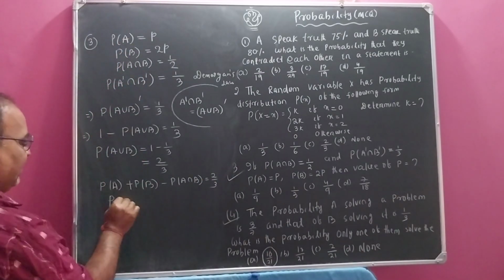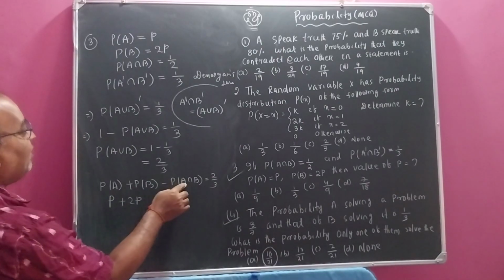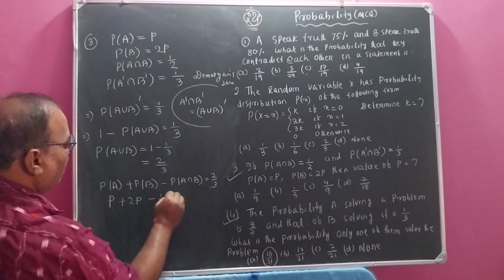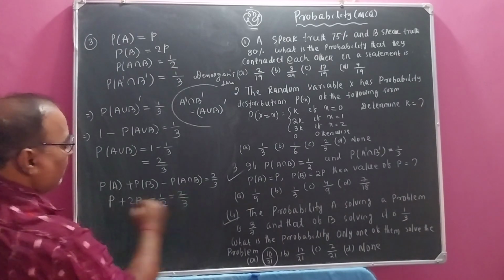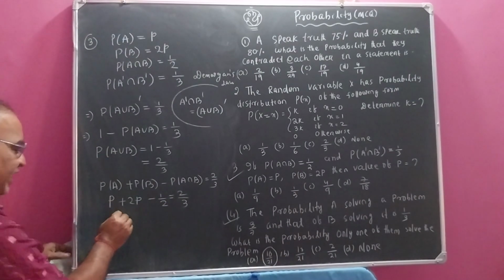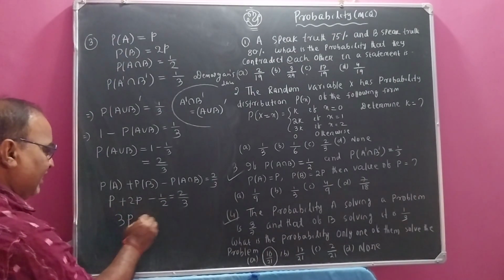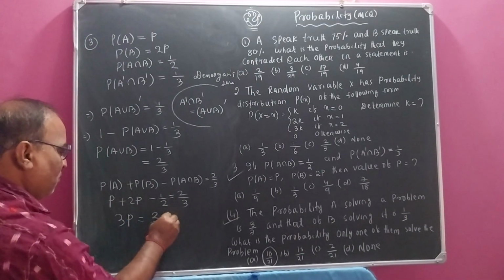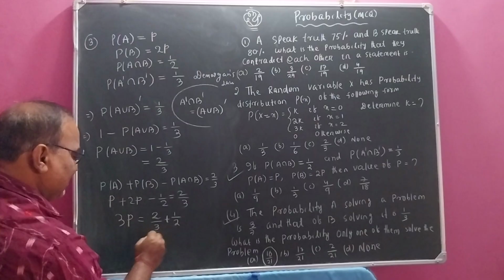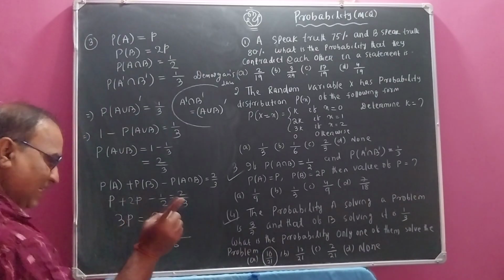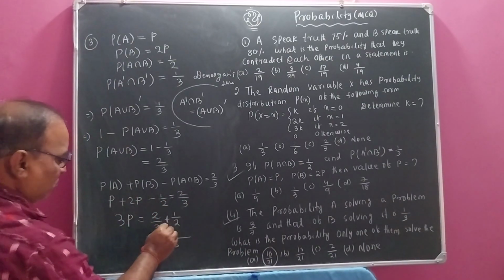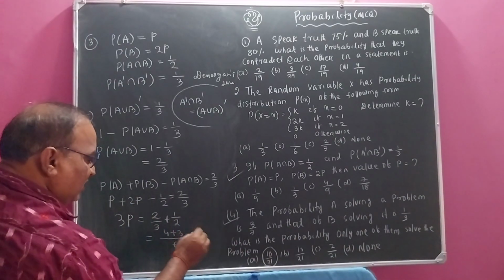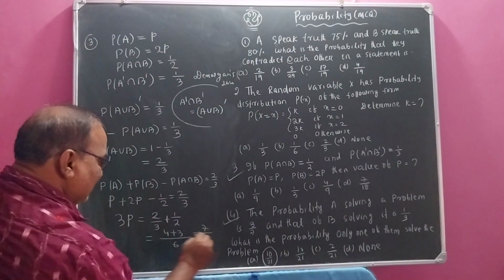Probability of B is given, that is 2P. Probability of A intersection B is given, that is minus 1 by 2 is equal to 2 by 3. P plus 2P is equal to 3P. Here it is 2 by 3 plus 1 by 2, that is, it is 6. 3 into 2, it is 4. Here it is 3. That is 4 plus 3, that is 7 by 6.